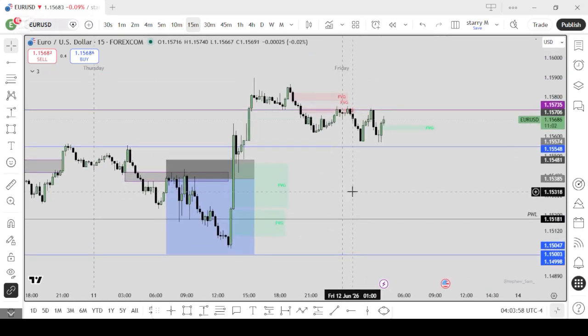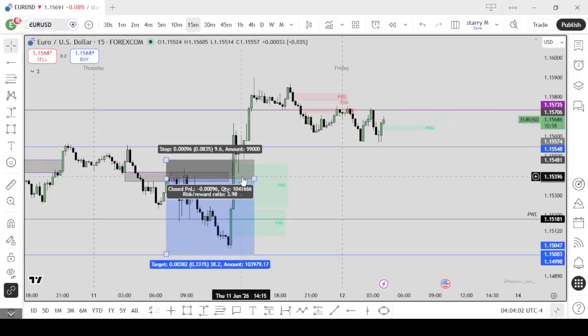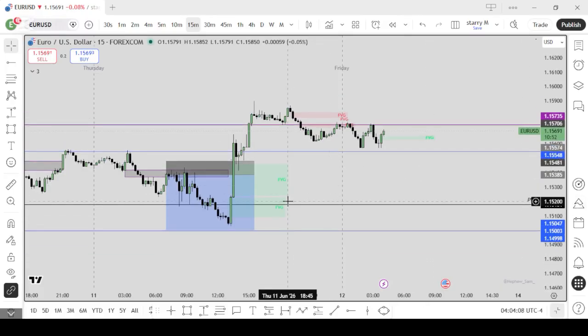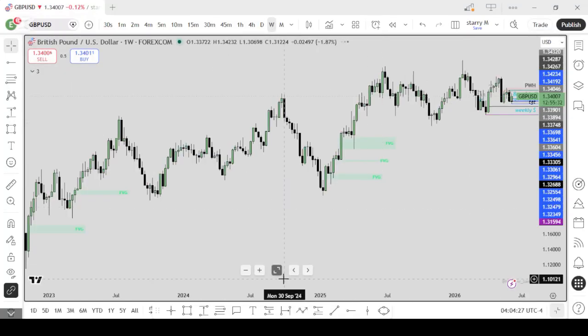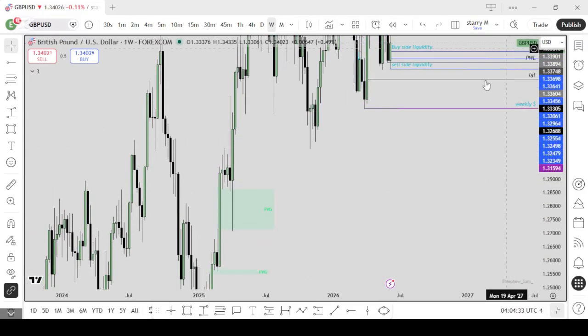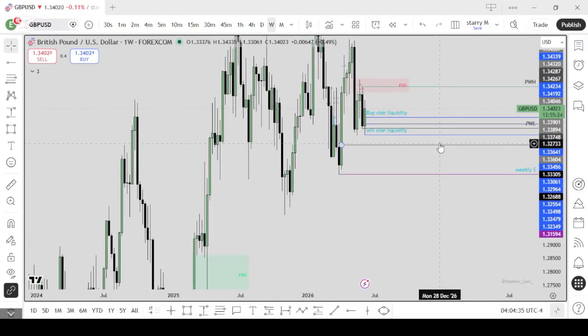So today we can see we are still bullish. If it comes below this with a fair value gap, I think you can sell, but I won't be getting in today. GBP USD, we were also selling. I was looking for sales as well. These are my targets and everything.